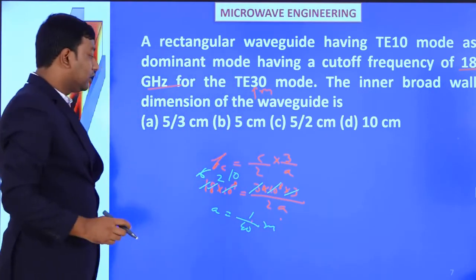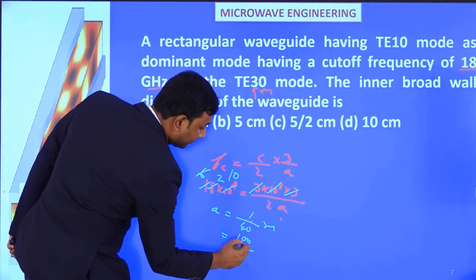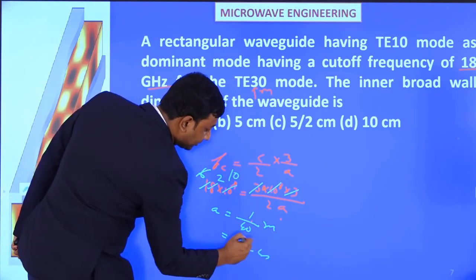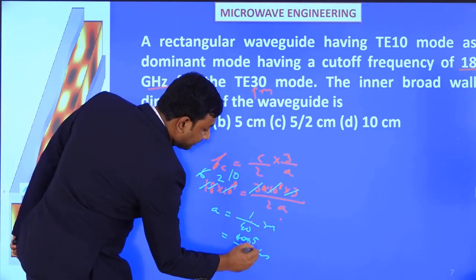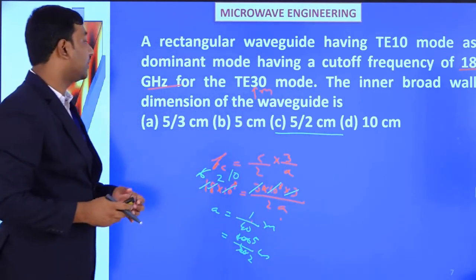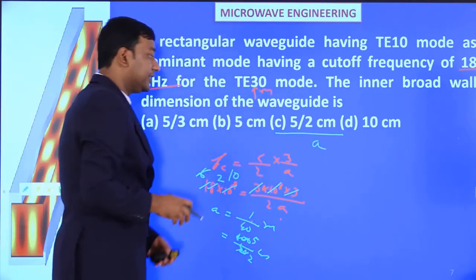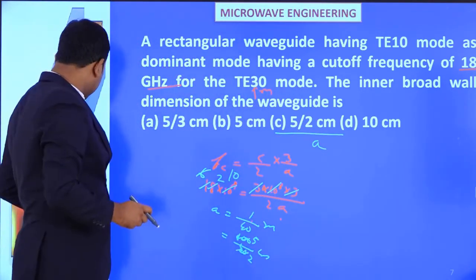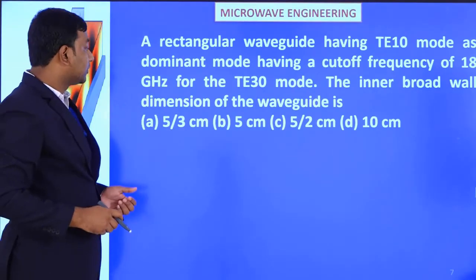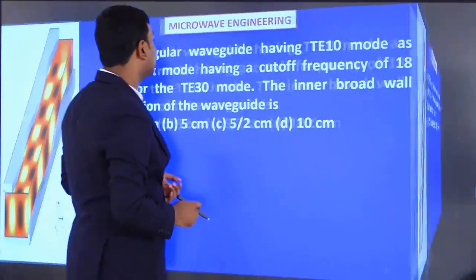Okay. So 1 by 40 meter, we can mention as 100 divided by 40 centimeter. So 5 by 2 centimeters. So that is the answer for the inner broad wall dimension. That is, we are finding out this broad wall dimension, that is the value of A. Okay. So the answer is A equal to 5 by 2 centimeter. Now we'll see the next question.